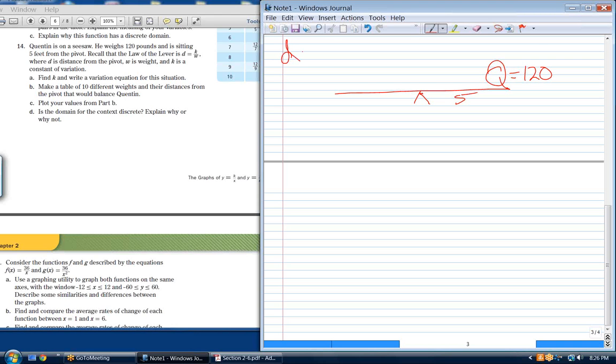So the Lever law is D equals K over W, where D is the distance from the pivot, W is the weight, and K is a constant of variation. Find K. And write a variation equation.